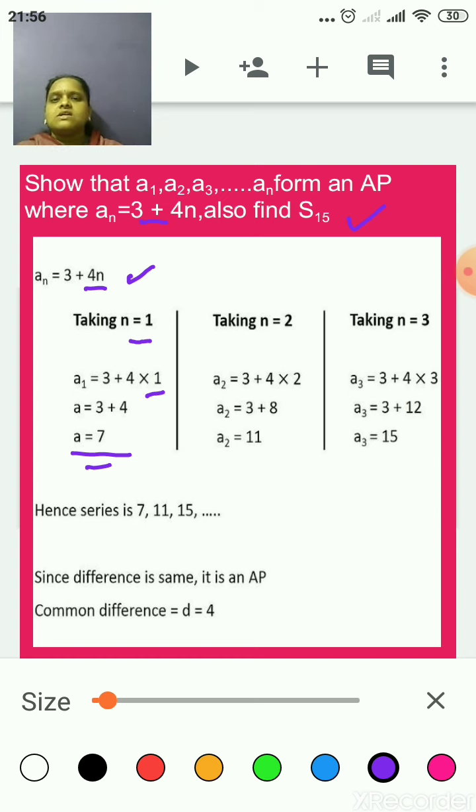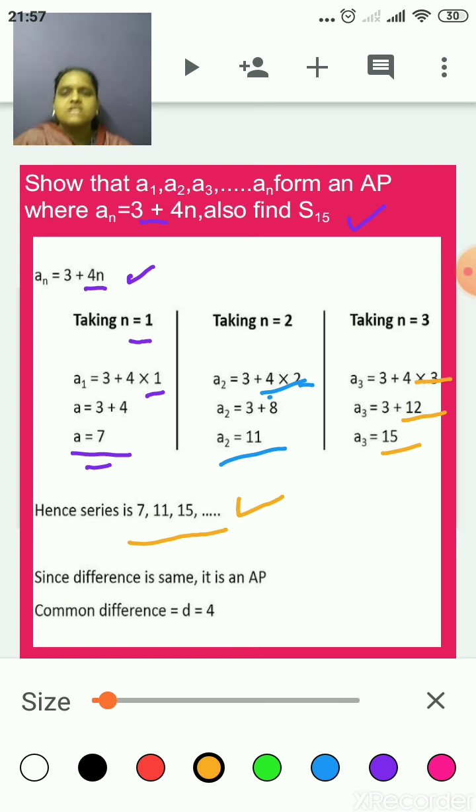Similarly, find the second term. Just substitute n as 2. If you substitute n as 2, what will you get? 4 into 2 is 8. 8 plus 3 is 11. You are getting the second term as 11. If you want to find the third term, in the same way, n is 3. 4 3s are 12. 12 plus 3 is 15. So what series, or what AP, did you get over here? The AP is nothing but 7, 11, 15 and so on.